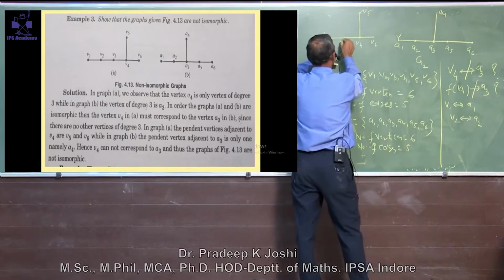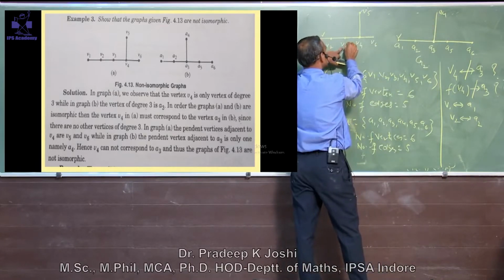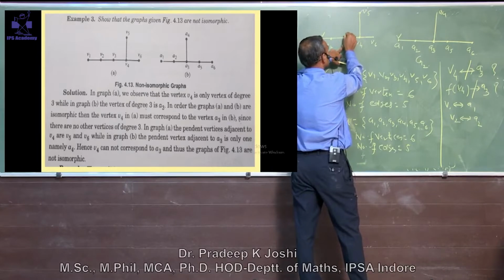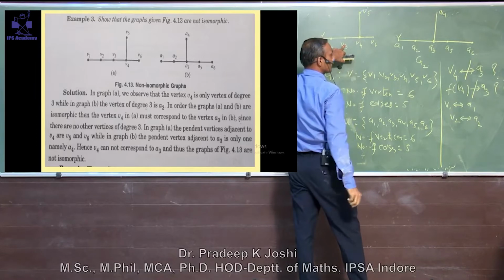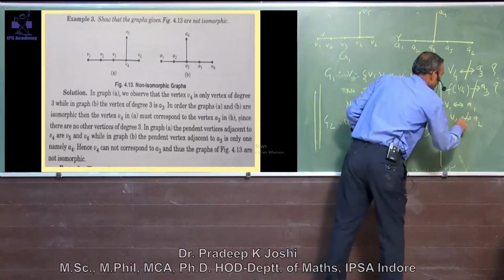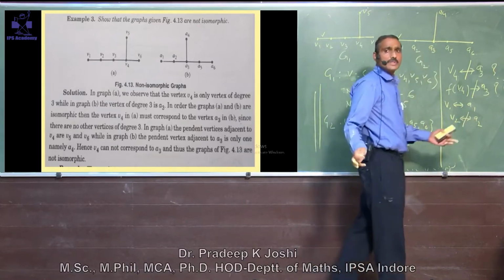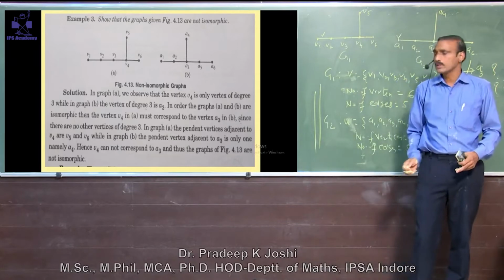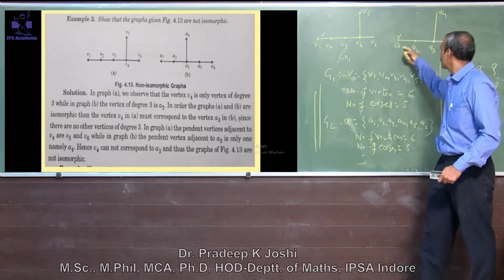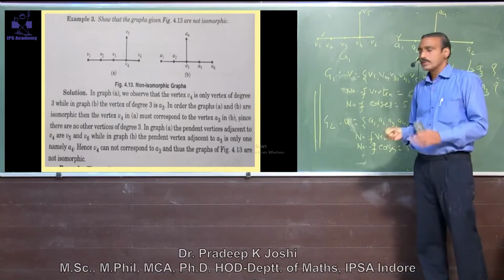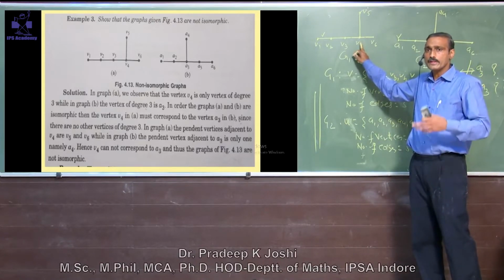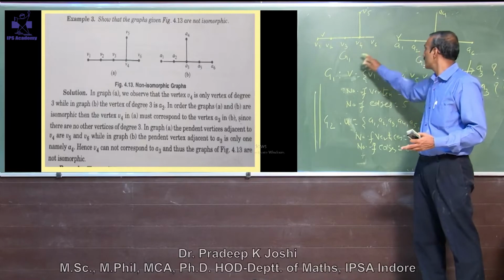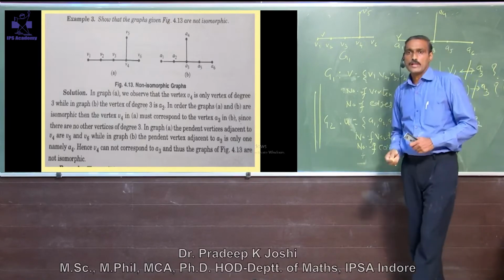But here V2 has the adjacent vertex V3, which has degree 2 and no adjacent pendant vertex. So V2 does not correspond to A2. Similarly, we can take many examples here, and the graph is non-isomorphic. That means we have no corresponding vertices in G1 and G2, so the graph is non-isomorphic.